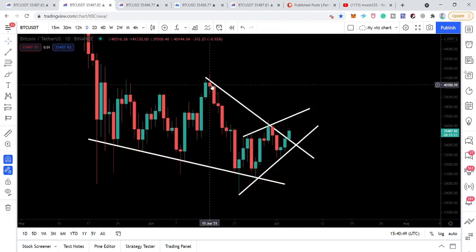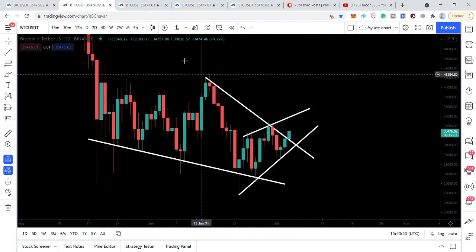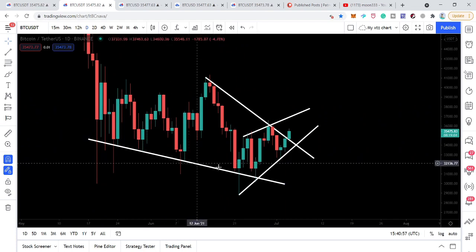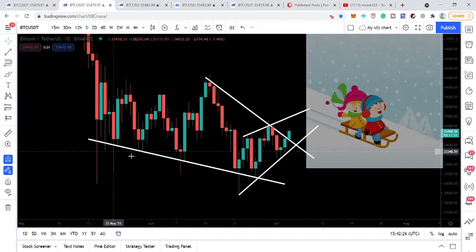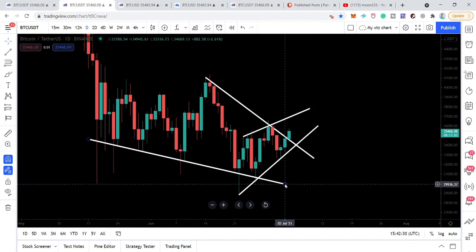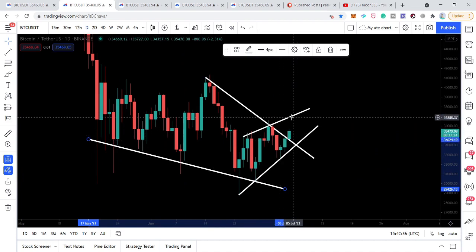We have 1, 2, 3, 4, 5 and 6 touches at the resistance, even though we have a big gap here, but we have several touches at the support as well. We have a down sloping support, and the price action was well bounced by this down sloping support, moved to the upside, broke out of the resistance, and is moving towards the upside from here.